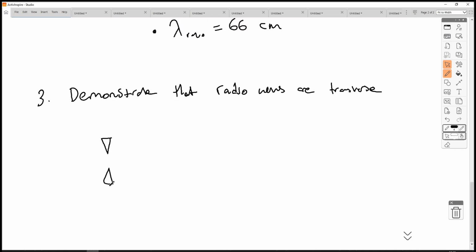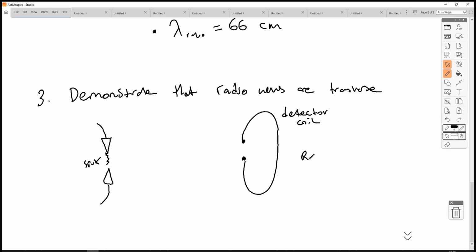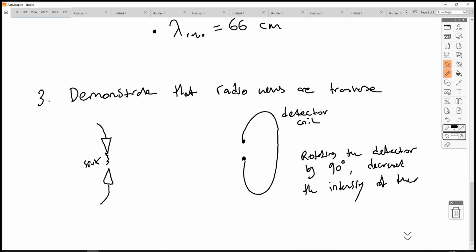So if we just draw the spark, and our detector coil, and we'll say that rotating the detector by 90 degrees decreased the intensity of the received radio waves until it reached 0.